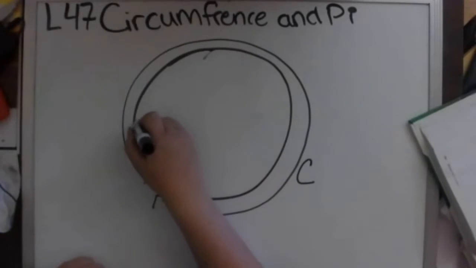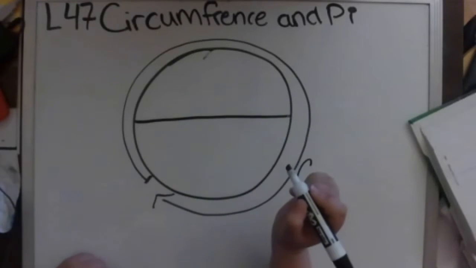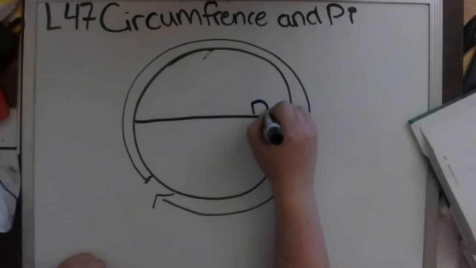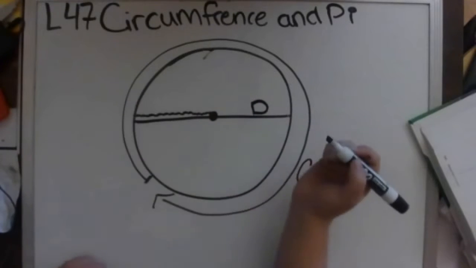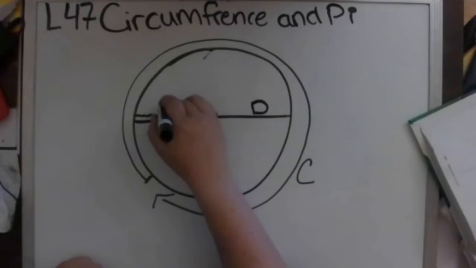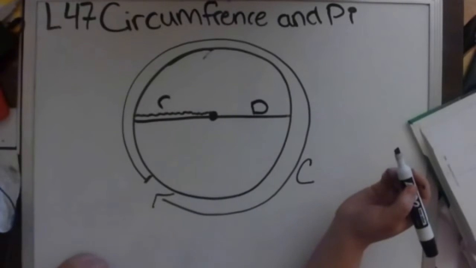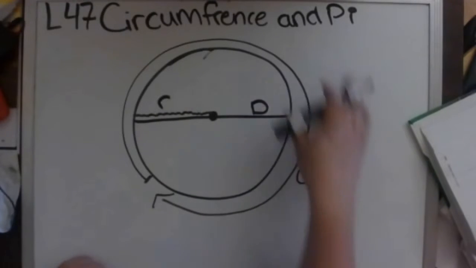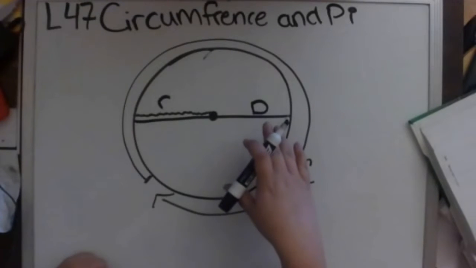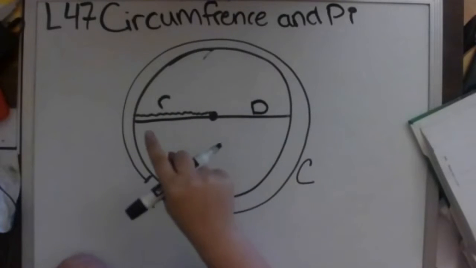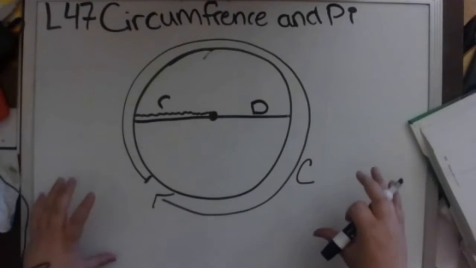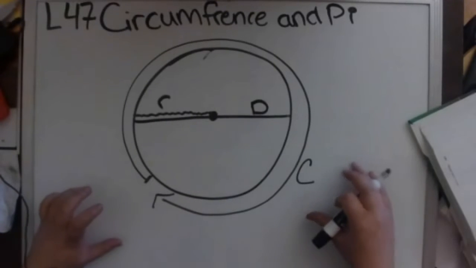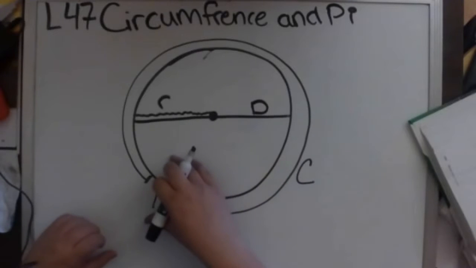If I go all the way across the middle of my circle, that is your diameter, or D. If I go halfway across the middle of my circle, that is the radius, or R. So C, circumference, all the way around. D, diameter, all the way across. R, radius, halfway across. This is going to be really important for looking at the formulas we're allowed to use to find circumference using diameter and radius.